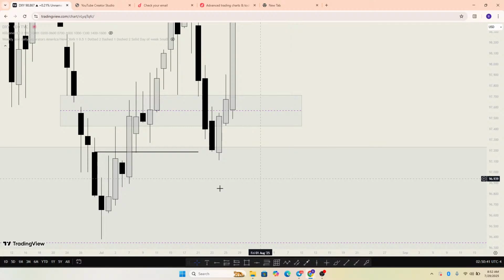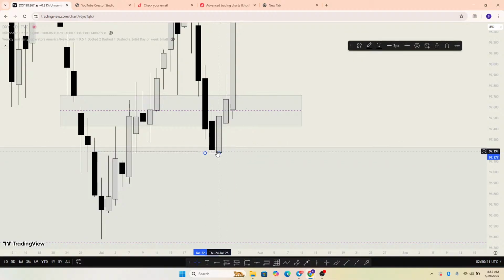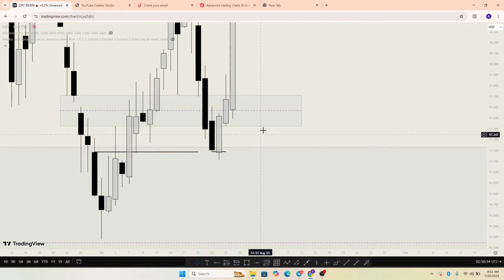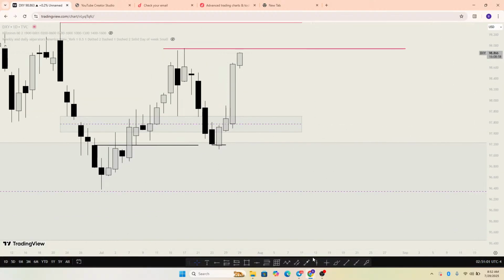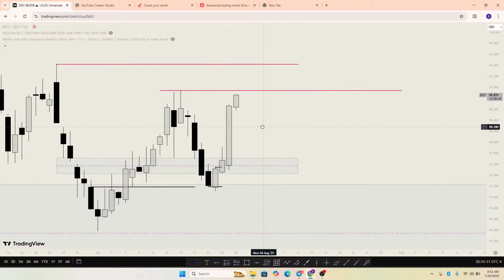We see price has swept liquidity below this low after the reaction. And then we have price creating candle 1, candle 2, and candle 3. And candle 3 closed above candle 2. So now we have bullish continuation. So yesterday, Monday, I knew that price is going to be bullish.